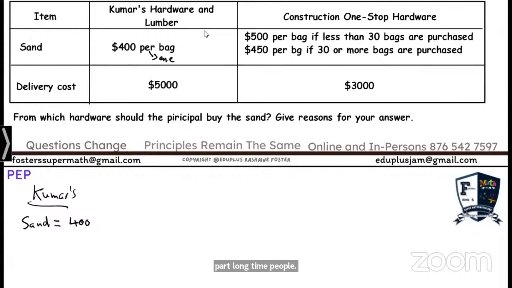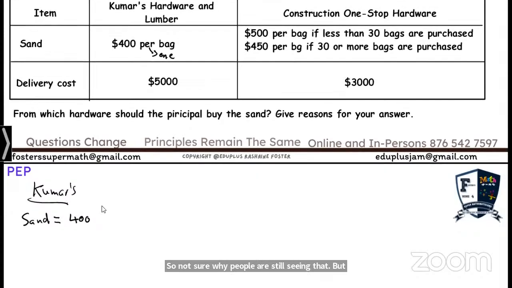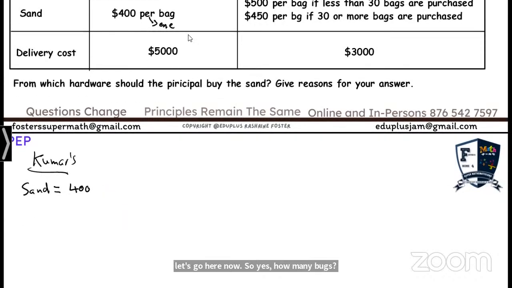So yes, how many bags? It is 60 bags. If it is 400 per bag, it means 400 for one bag, but for 60 bags, can somebody tell me what we get when we multiply that? How much money do we get for that? 400 times 60. 24,000.